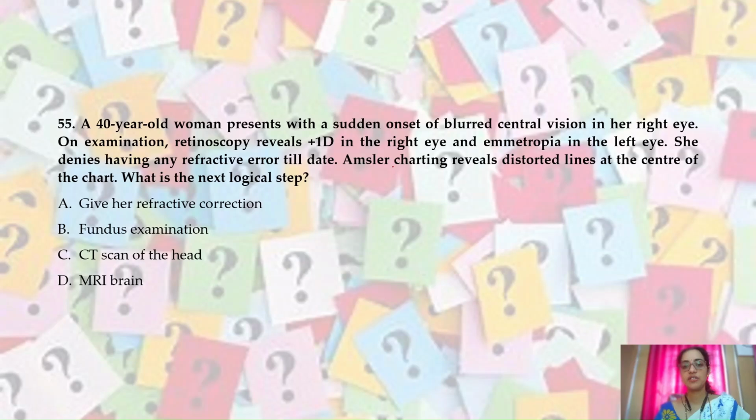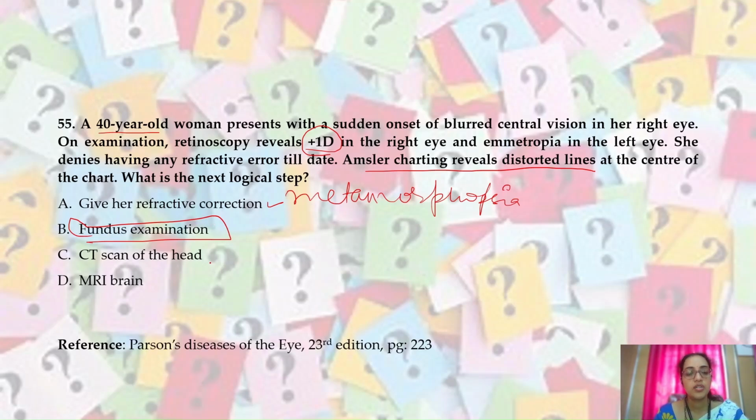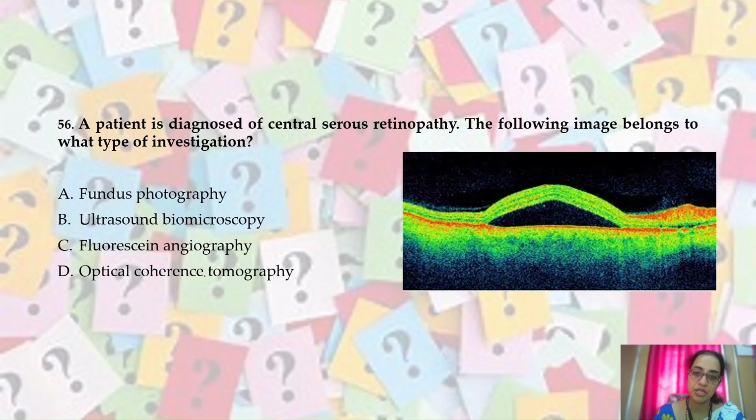So clearly we are dealing with a case of central serous chorioretinopathy. The age is fine. There is a hypermetropic shift in the refraction because the retina is elevated forward, and the Amsler chart shows distorted lines, so there is some amount of metamorphopsia. In such cases, the best next step is to perform a good fundus examination, which will help you clinch the diagnosis. Do not give a refractive correction and send her off. You might be missing something that is there in the retina. So we do not need to image these patients. Never image a patient before you do a thorough fundus examination.